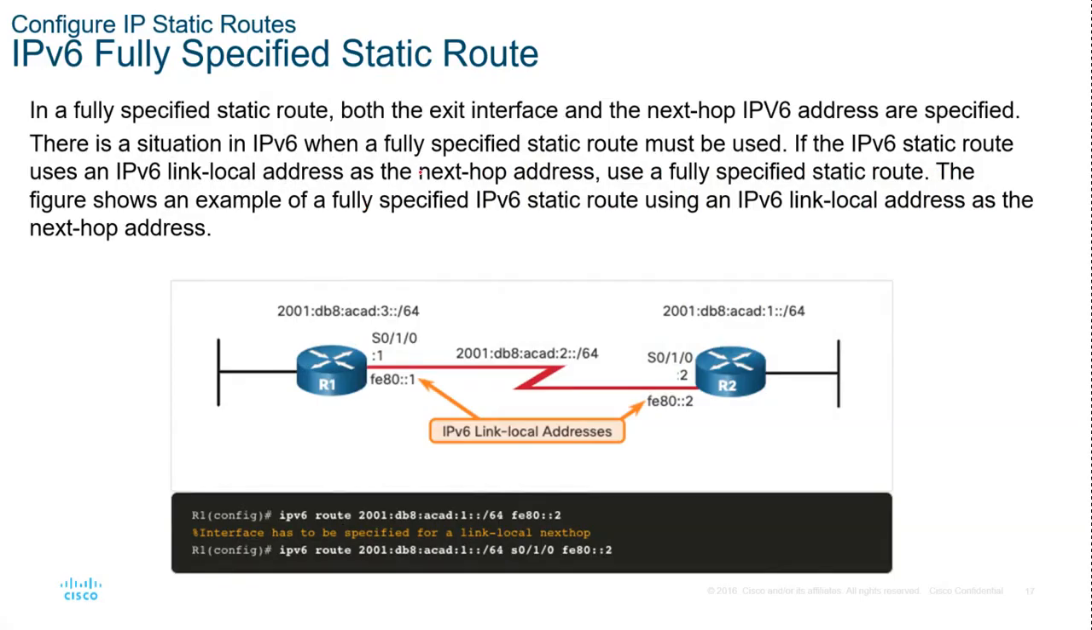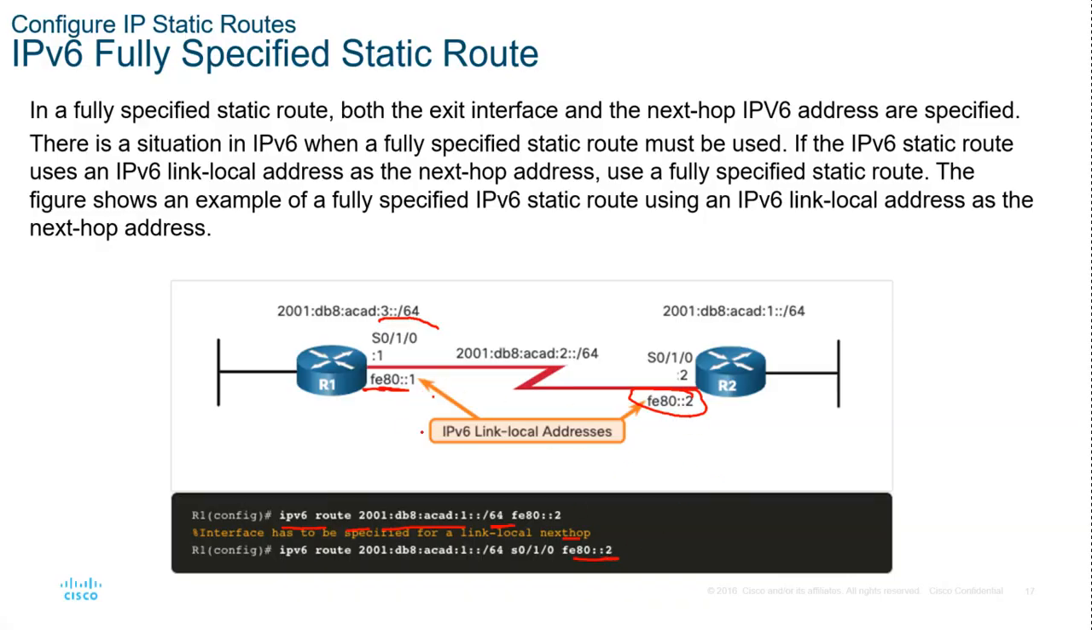And IPv6 fully specified. So it is here that you have to use the IPv6 route, the network address, then the prefix, and then you can use the link-local address that is on this interface. Actually, this one here, because you use the next hop. So the interface has to be specified for a link-local next hop.